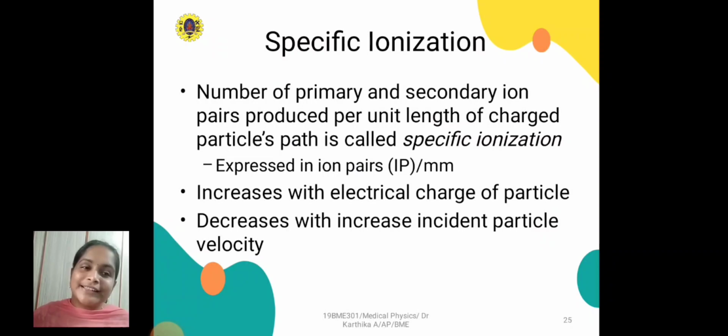Okay, and the next one is specific ionization. The number of primary and secondary ion pairs produced per unit length of a charged particle's path is called specific ionization. It is expressed in ion pairs per millimeter. It increases with the electrical charge of the particle. It decreases with increased incident particle velocity.